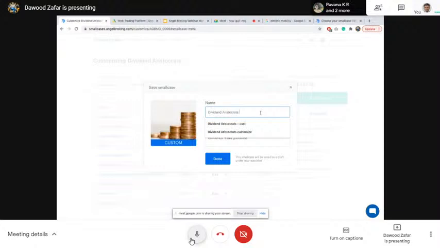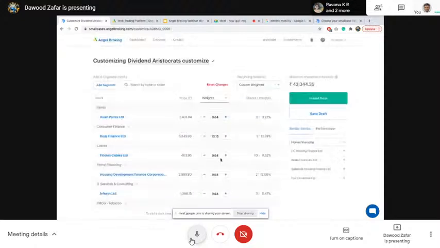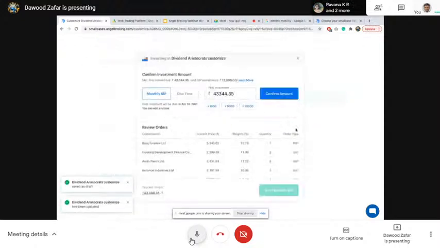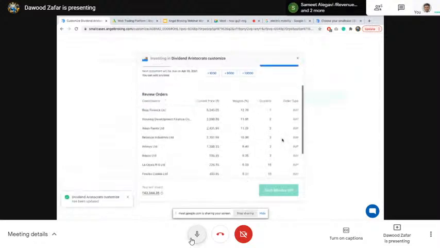Research expert doesn't know what the strategy was behind that customization, so he won't be able to give you rebalance notifications. मतलब उसको पता ही नहीं है कि हमारा स्ट्रेटेजी क्या था behind removing or adding some stock into that smallcase, right? So now this has become a customized smallcase. So the only drawback in this is you won't be getting rebalance notifications.